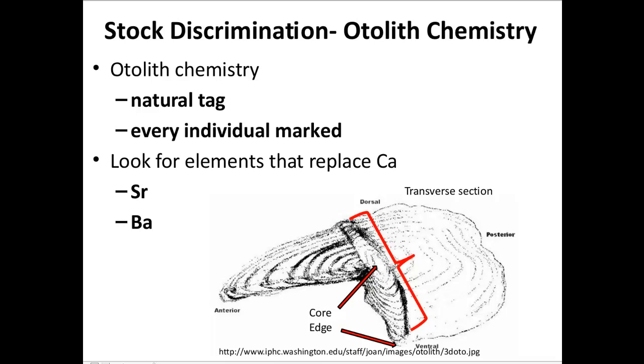And if you put it into a different water mass with different levels of certain elements, and those are primarily strontium and barium, they'll pick up a little bit more of that strontium and barium and deposit it in that region. So we can actually look at the pattern of strontium and barium in their otoliths and come up with a fingerprint that will tell us which hatchery they came from.